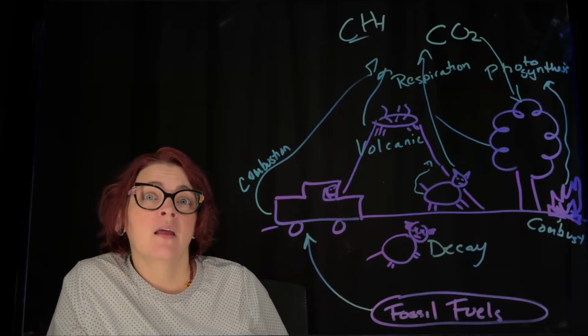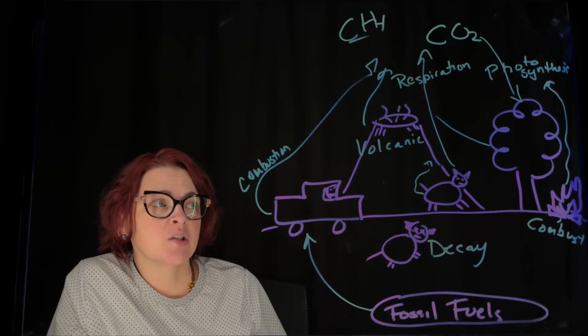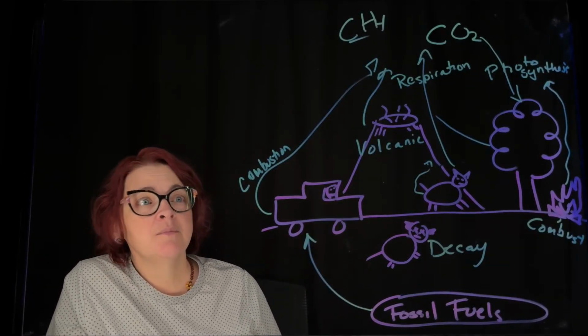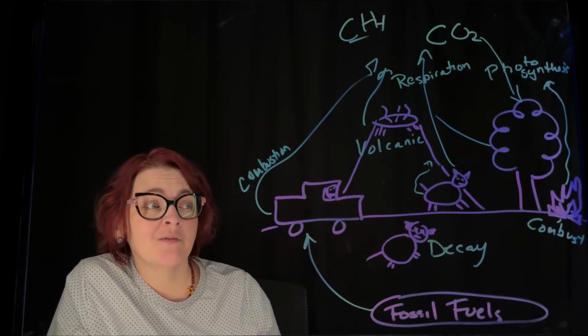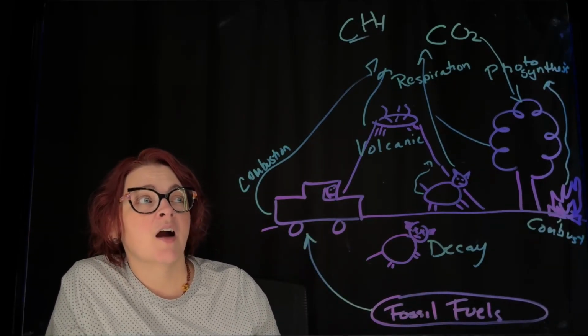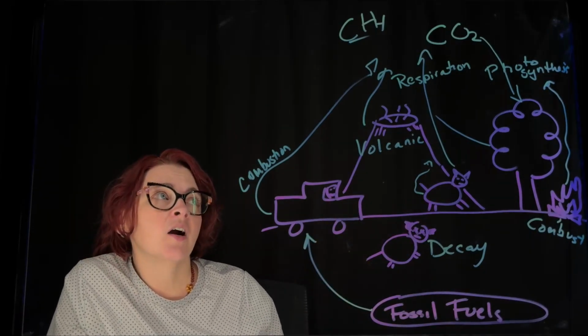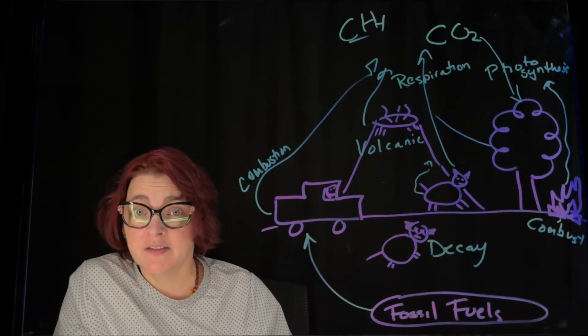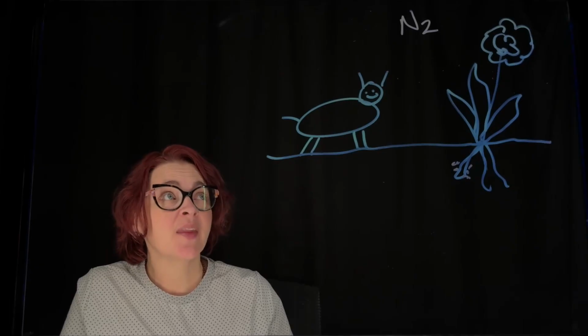There are many ways that humans disrupt the carbon cycle. Combustion is probably one of the biggest ones here. The removal of fossil fuels, some of our farming practices are all disrupting the carbon cycle. Let's take a look at the nitrogen cycle.